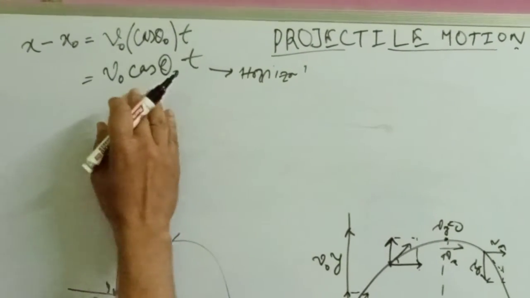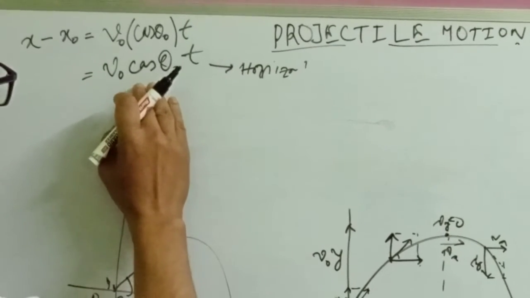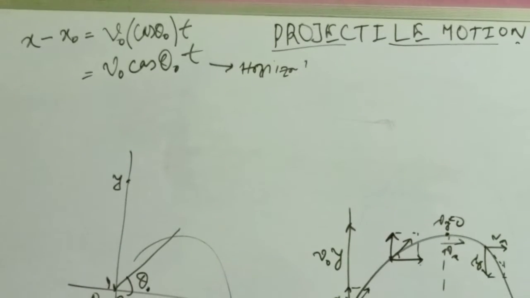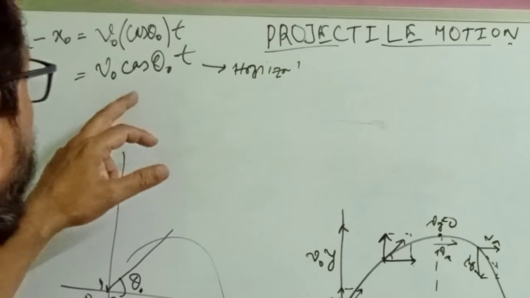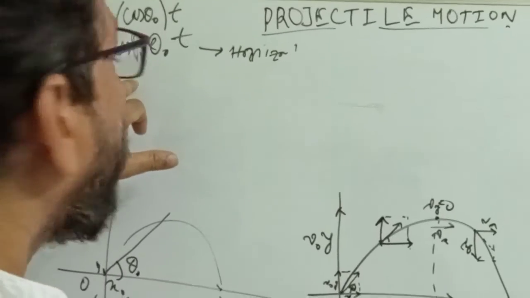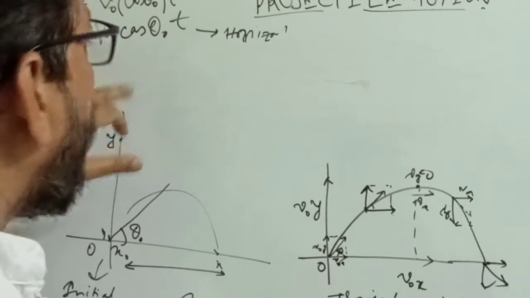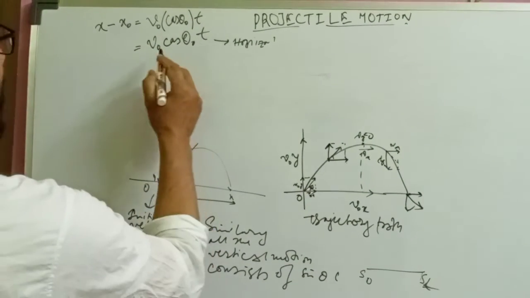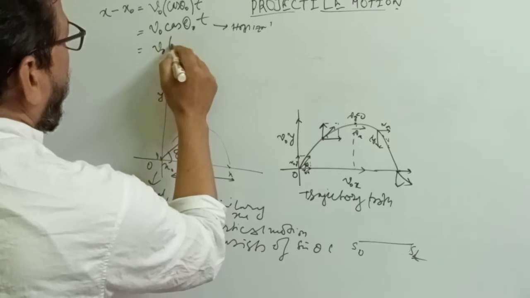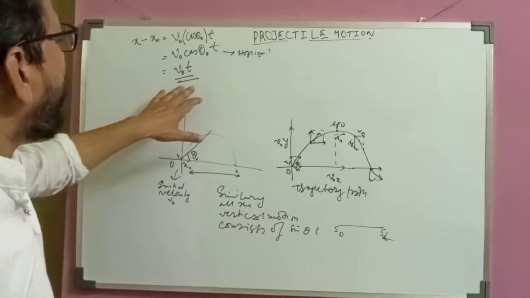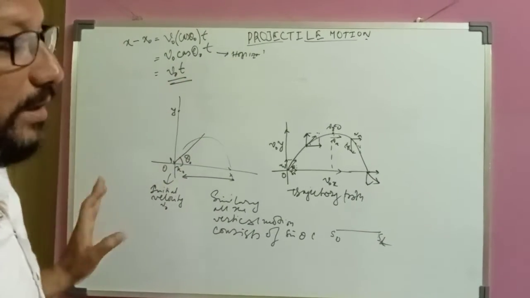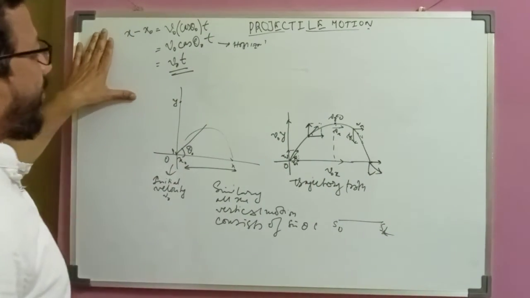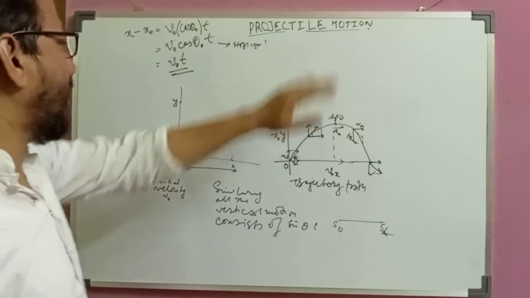If we omit this cos theta, cos 0 means 1, cos 90 degrees means, tell me, is 0, so it will be 1. So we can write v naught t. So these are for the horizontal. Now similarly we'll do the vertical part. This is the horizontal part, so we'll now do the vertical part.